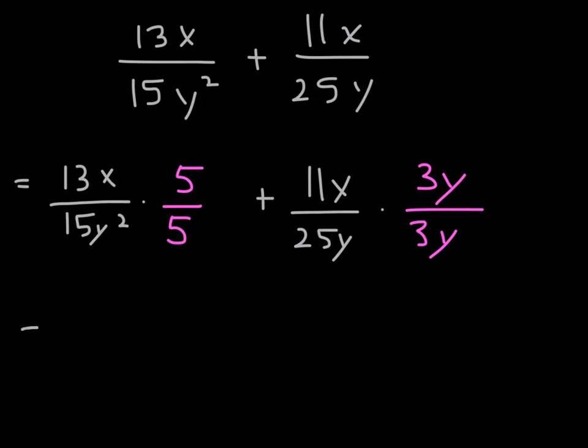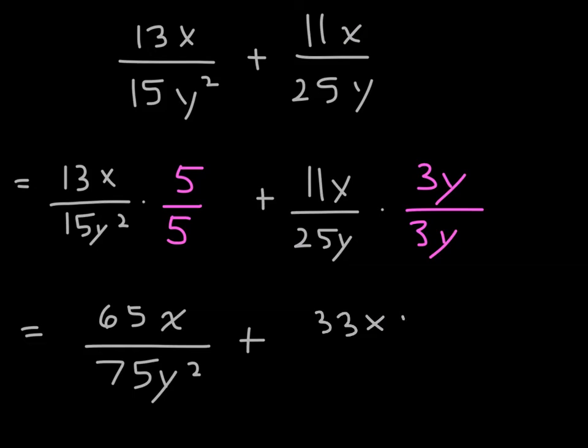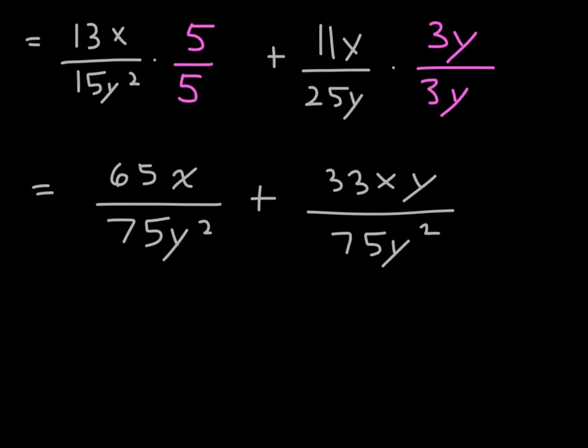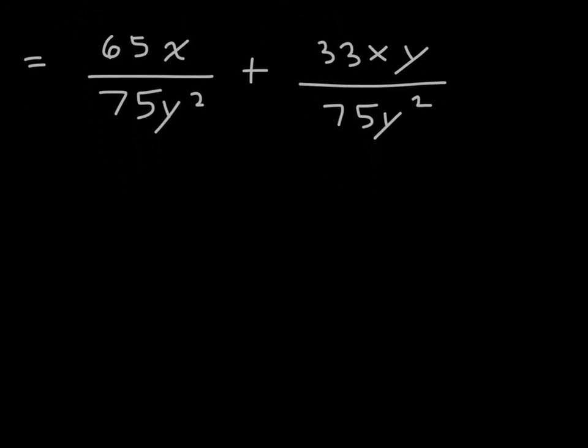So you can see this numerator becomes 65x over 75y squared plus 33xy over 75y squared. So this is the idea. What you just did is you rewrote both of these fractions as equivalent fractions that have the same denominator. Now that they have the same denominator, now you can add.